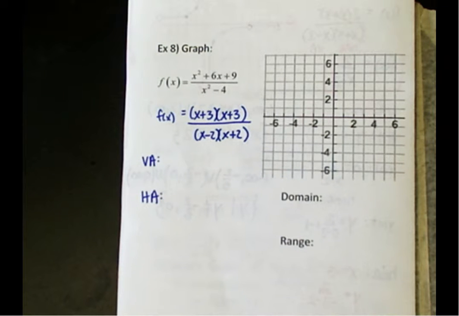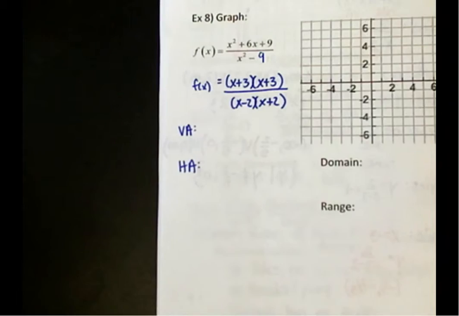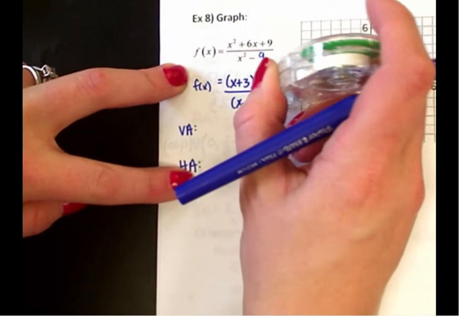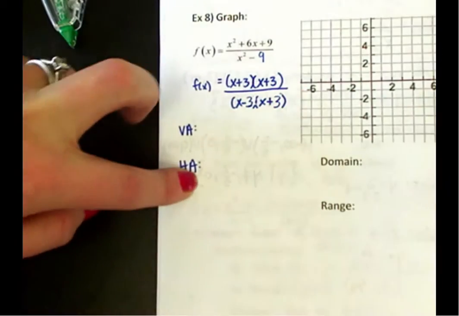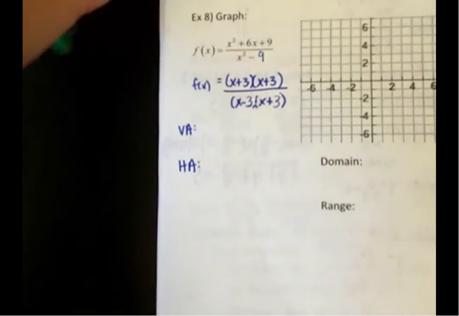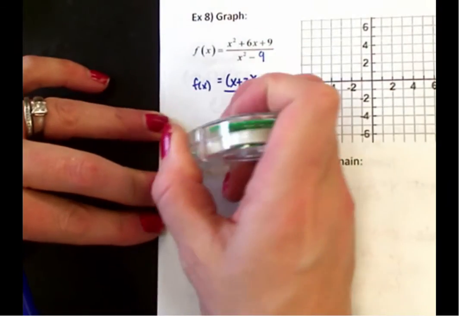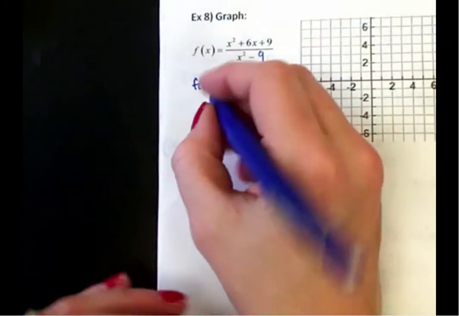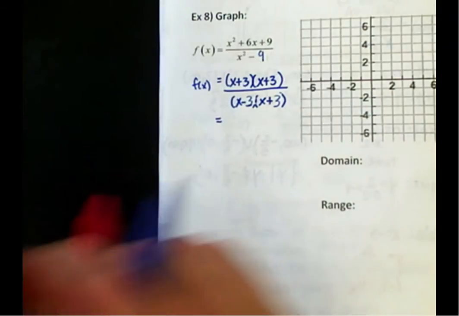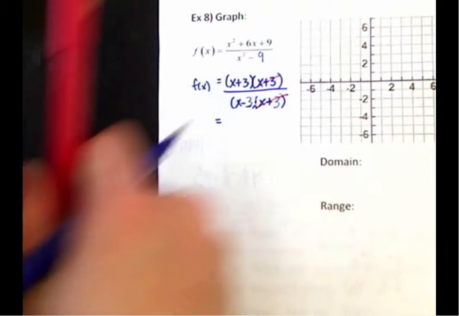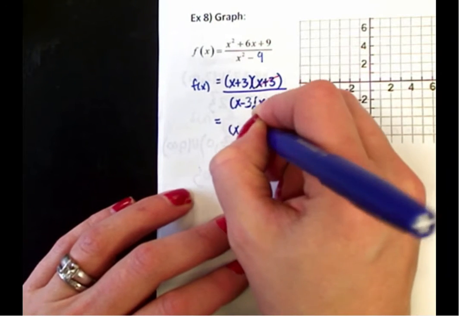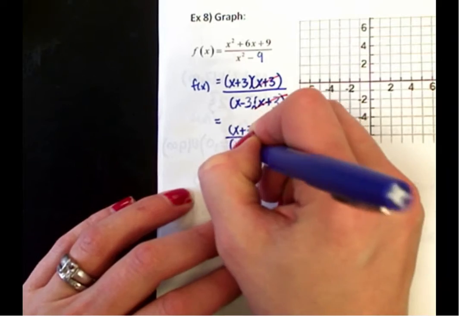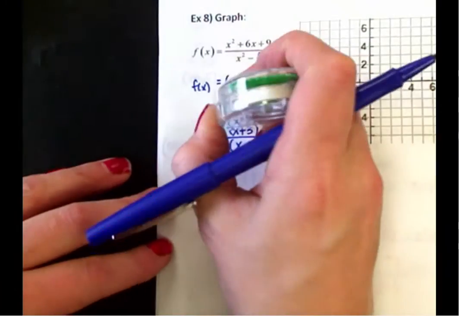I'm trying to think if I meant for there to be a common factor. Let's see if we can avoid that. Okay, much better. Let's reduce. Plus 3. So we end up with x plus 3 over x minus 3.